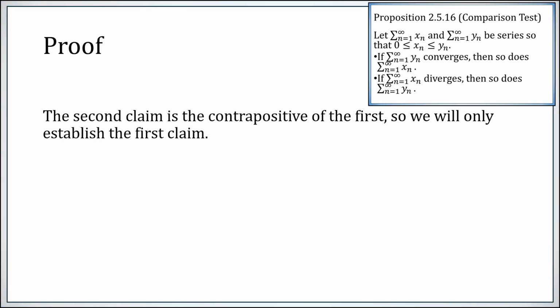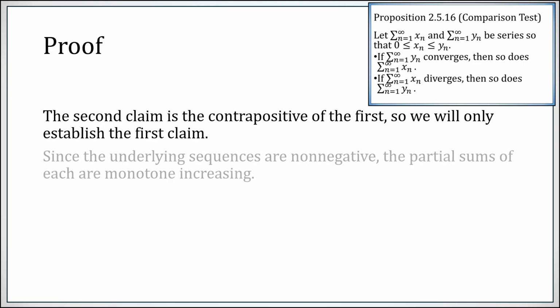How would we prove this? Now, the second claim is just the contrapositive of the first. If yn converges, then xn converges. Okay, if xn doesn't converge, yn doesn't converge. Okay, so all we have to do is prove the first.